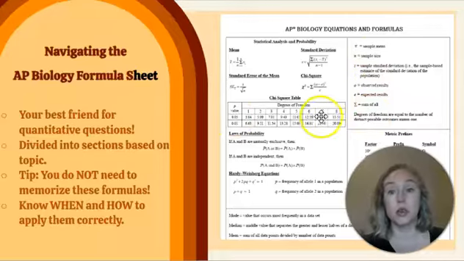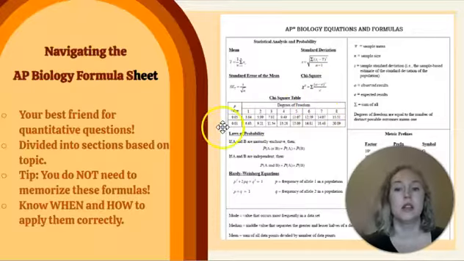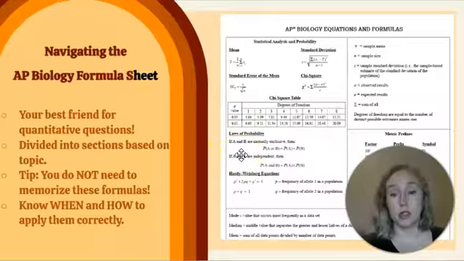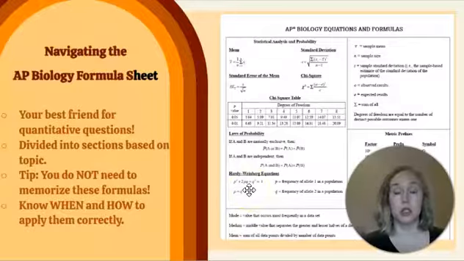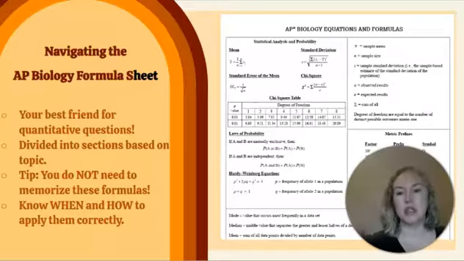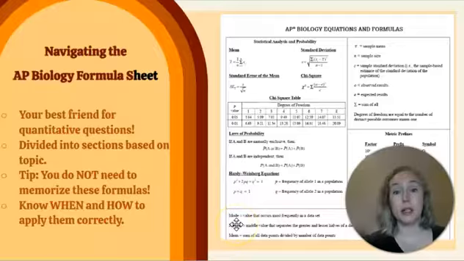Then there's a chi-square table that'll go with this chi-square equation there at the top. Laws of probability will have to do with genetics. Hardy-Weinberg equation will be looking at genetics and change in allele frequency, so genetics and evolution together. And then there's a section on the bottom right for metric prefixes. At the bottom, it defines mean, median, mode, and range.